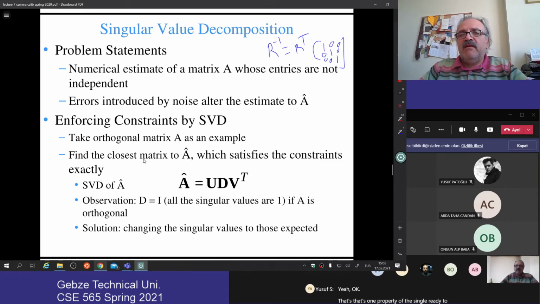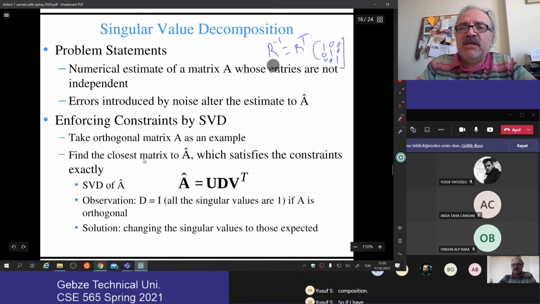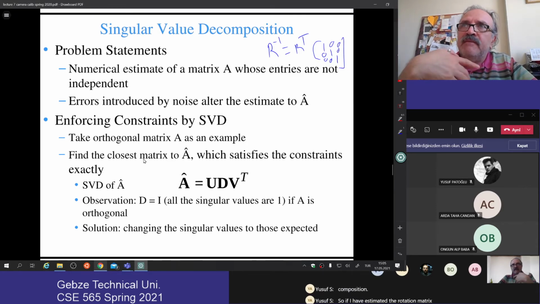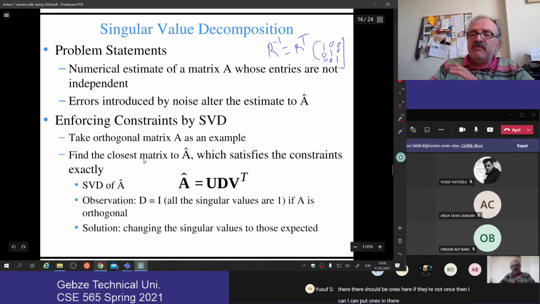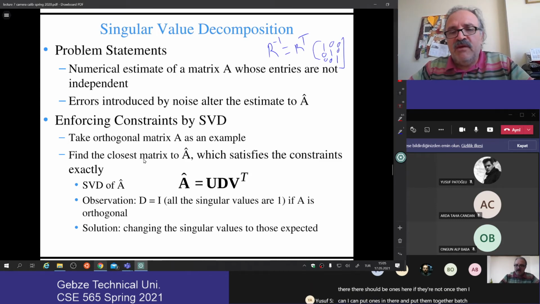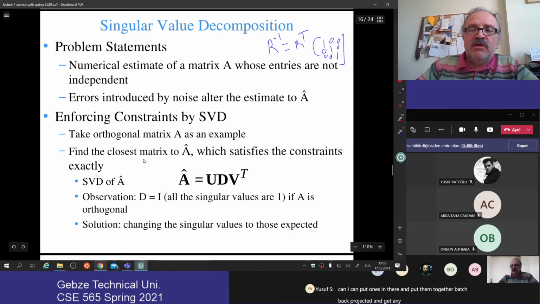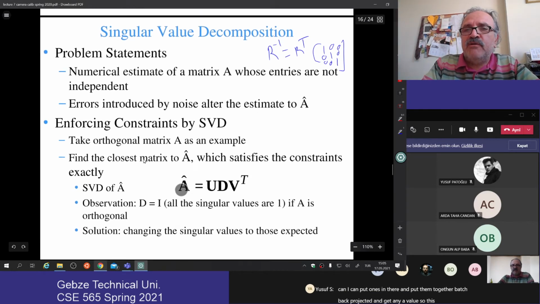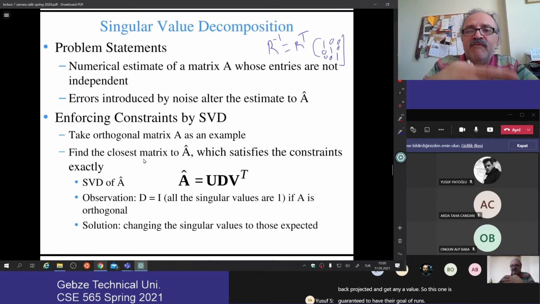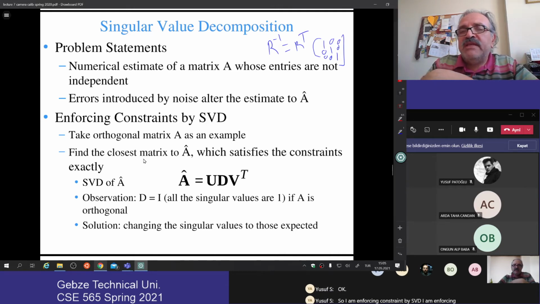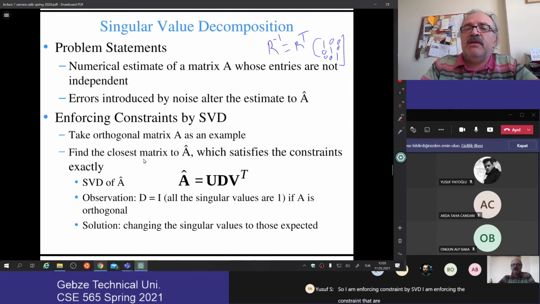So if I have estimated the rotation matrix, and if I do the singular value decomposition, I would expect that there should be ones here. If they are not ones, then I can put ones in there and put them together, back projected, and get a new A value. So this one is guaranteed to have diagonal of ones. Okay. So I am enforcing constraint by SVD. I am enforcing the constraint that R should be orthogonal.